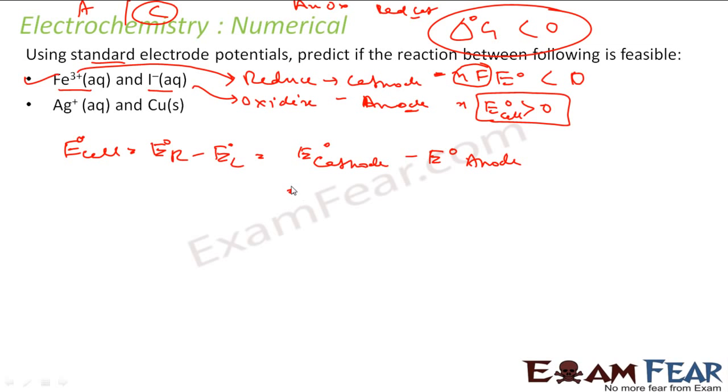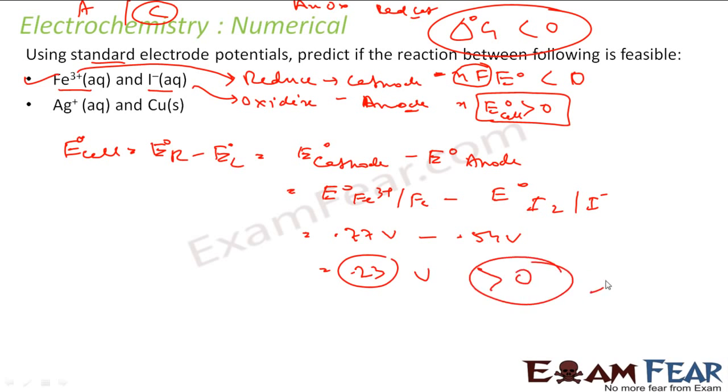What is the cathode reaction? Cathode reaction is this way, E0 of Fe3+ to Fe2+. I'm talking about the reduction reaction. E0 of anode, again I'm talking about reduction reaction, so it will be I2 becomes I minus. From the chart we can put the value. This is 0.77 volt and this is 0.54 volt. That is nothing but 0.23 volt, and this is greater than 0. So if it is greater than 0, I can say that this reaction is possible. Correct?